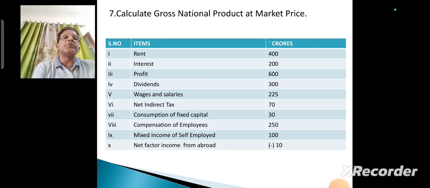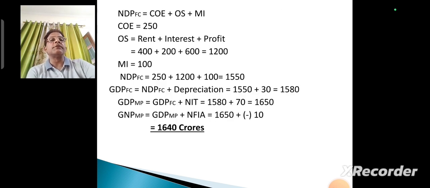So rent, interest, profit. Dividend has been given to confuse the children, because profit already includes dividend. So rent, interest and profit will give you OS. You have COE also. Along with COE, wages and salaries have been given to confuse you. So only COE is to be taken up, wages and salaries to be ignored. Mixed income is there as one head, so there is nothing difficult in this question. You can see the calculation of this.